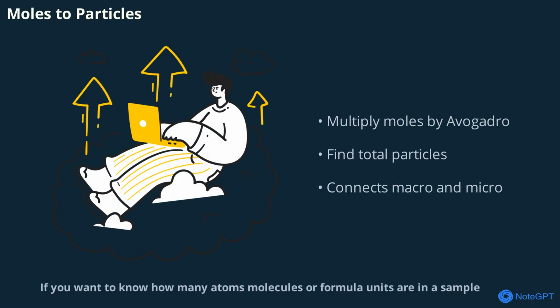If you want to know how many atoms, molecules, or formula units are in a sample, multiply the number of moles by Avogadro's number. This gives you the total number of particles present. It's a powerful way to connect the macroscopic world we can measure to the microscopic world of atoms and molecules.